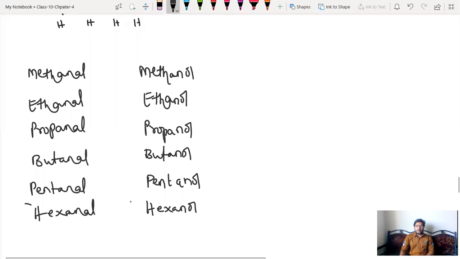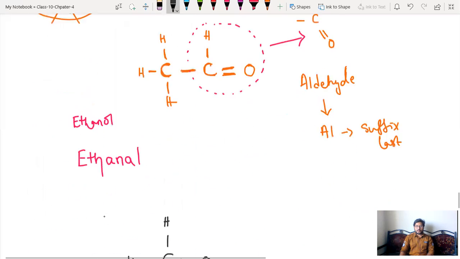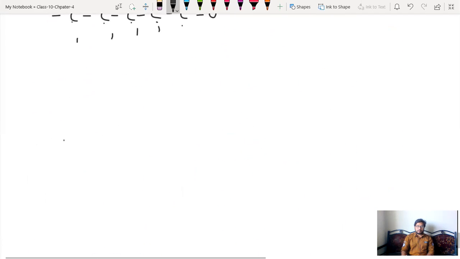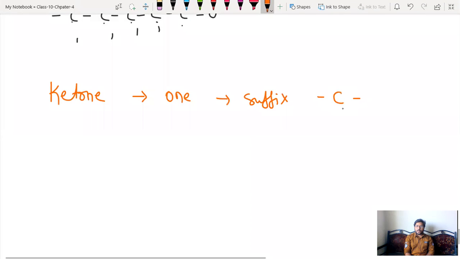Next functional group, ketone. Right? Ketone, how to represent it? "One" is the suffix. What is the structure? Carbon, bond, bond, and for the middle carbon, a double bond to O. This side and this side, definitely carbon should be present.